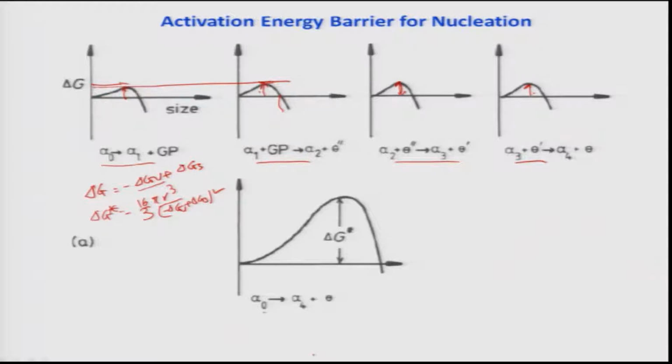You see here alpha 0 going to alpha 4 plus theta. So, for precipitation of theta, the activation barrier for nucleation is pretty high, and this is not desirable in a solid state phase transformation because energetically they are very demanding. Because of that, this direct transformation is never observed in these alloys.